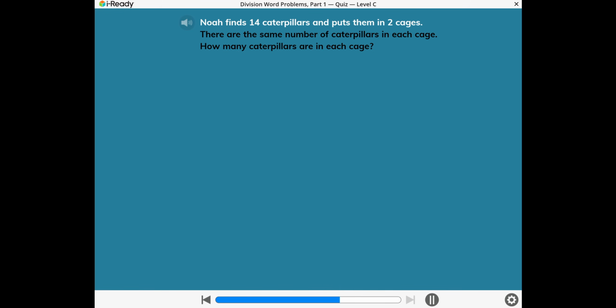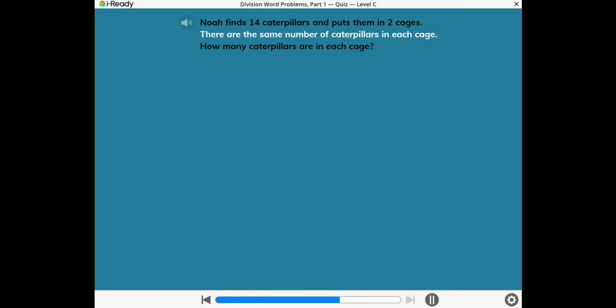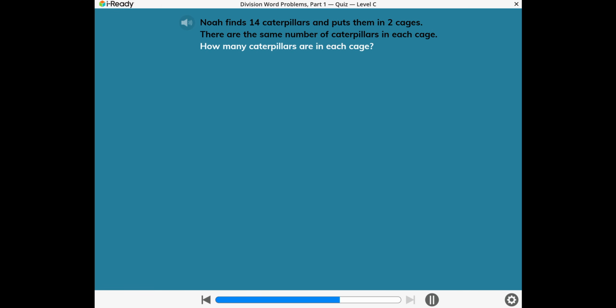Noah finds 14 caterpillars and puts them in 2 cages. Word problem. There are the same number of caterpillars in each cage. Same number? How many caterpillars are in each cage? Caterpillars.